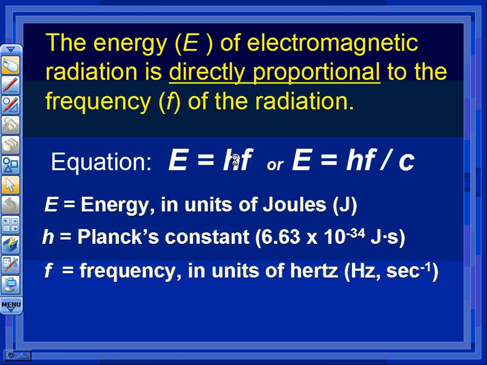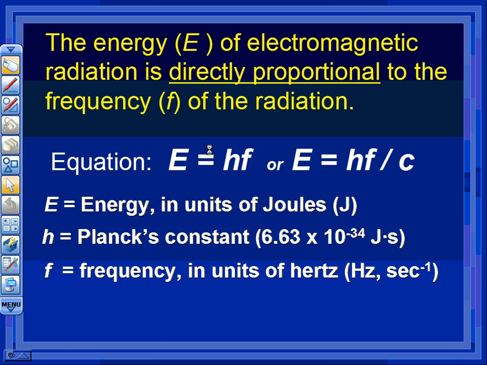The little h stands for Planck's constant, after a gentleman that did lots of research with this energy and the spectrum, etc. And so this is a constant which will also be given to you. The unit for that is joules times seconds. And then the f in this first formula again is frequency. I didn't put the c. The c stands for the speed of light.